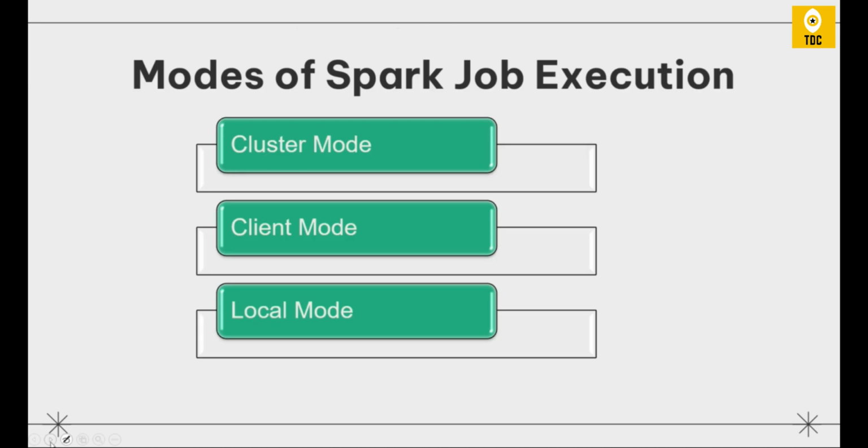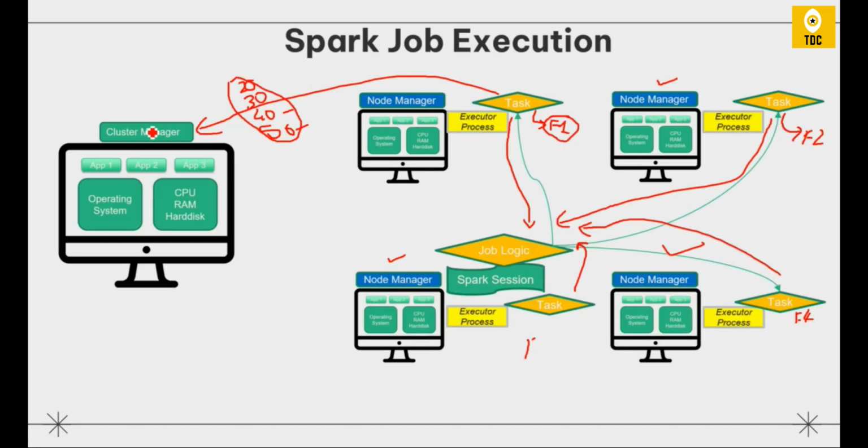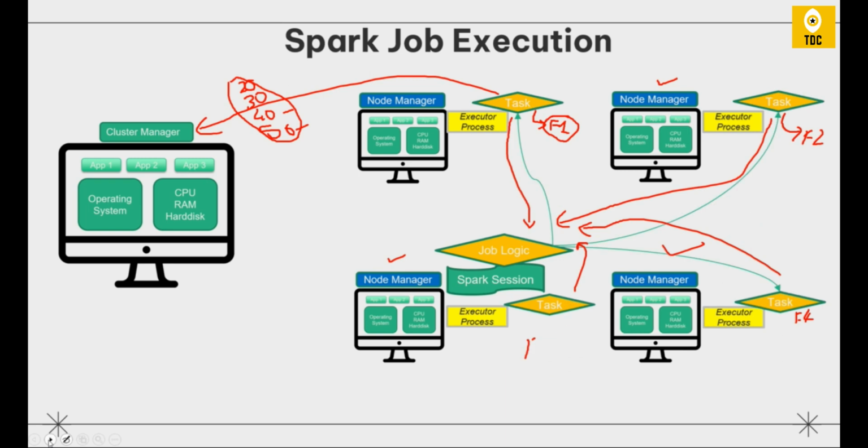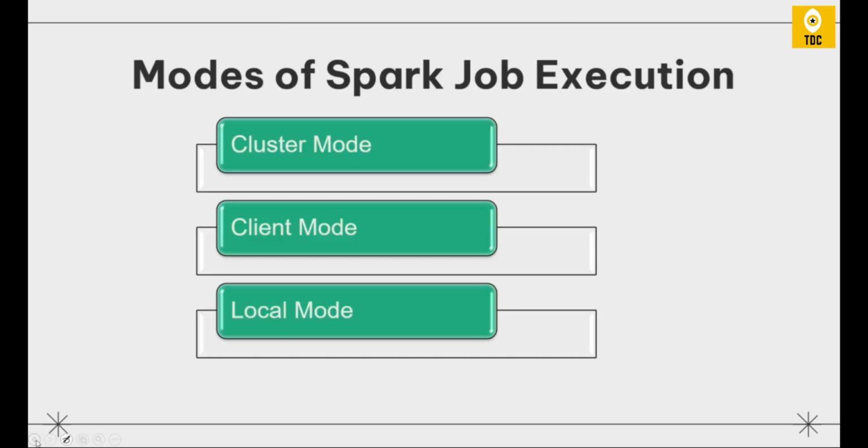Moving forward, there are different modes of Spark job execution. In the previous explanation, what you've seen is the cluster mode, which is the default, where there is a cluster and you are submitting a job to the cluster and it is executing. But there might be a different way to execute your job. By default it is cluster mode, and you can also use the client mode, and also the local mode.